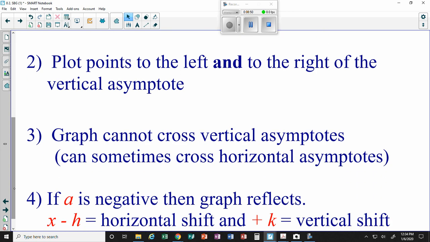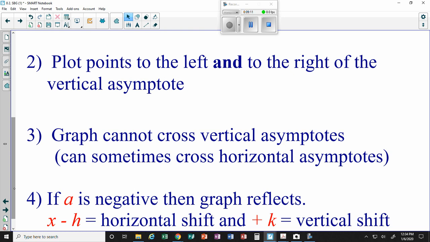Then we graph, making sure we definitely don't cross vertical asymptotes, and most likely we will not cross a horizontal one in this case. Like I said, we're doing the fairly basic ones right now. I'd say it can't happen. Most of the ones we're going to look at won't.